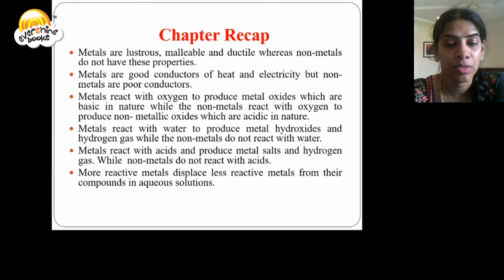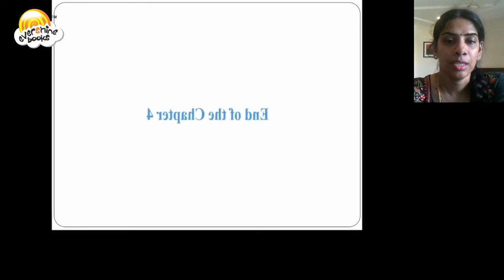More reactive metals displace less reactive metals from their compounds in aqueous solution. This reaction is known as displacement reaction. Both metals and non-metals are widely used in our everyday life. This ends chapter 4.